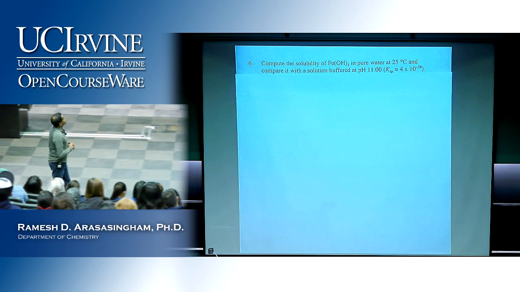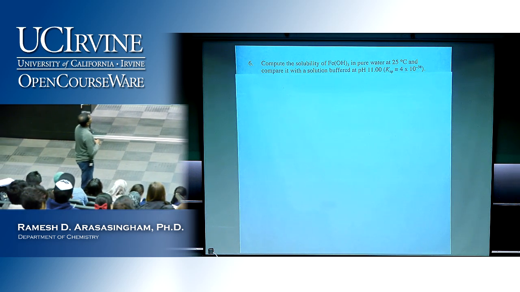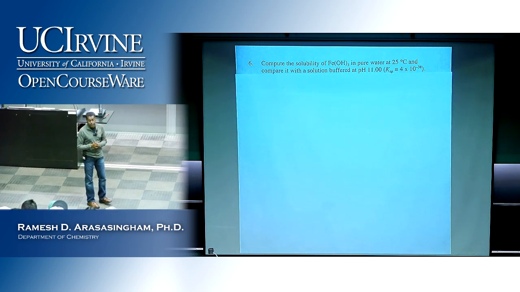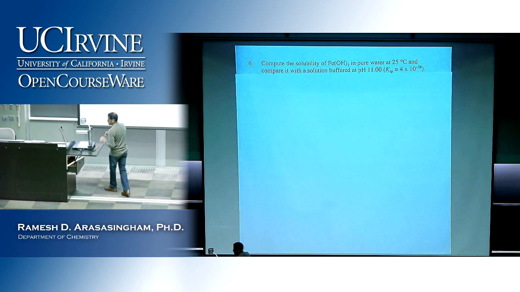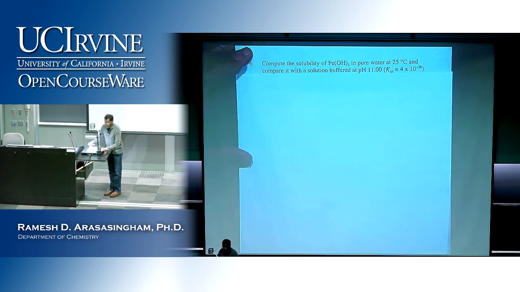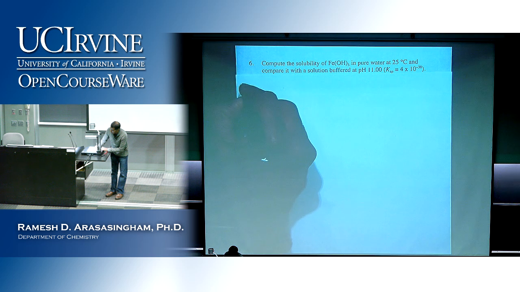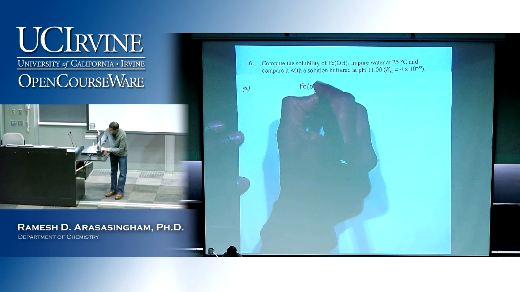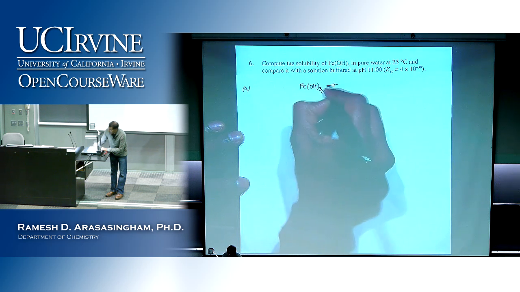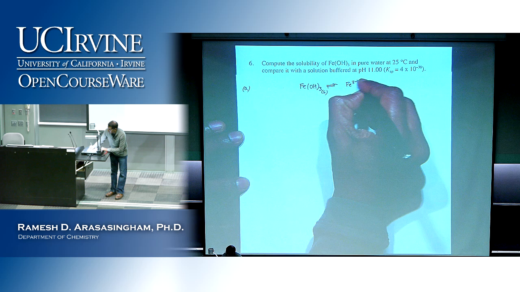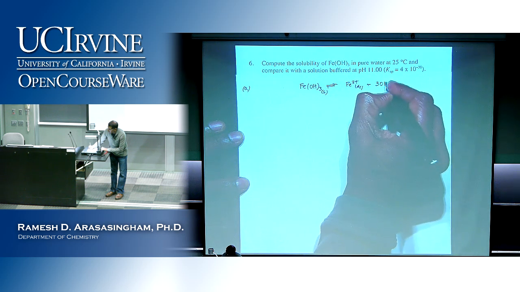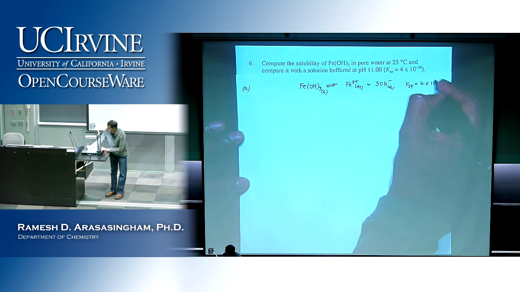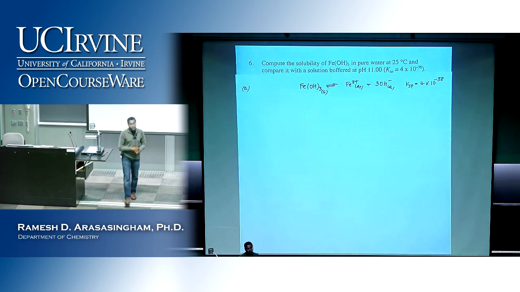We're looking at iron hydroxide. Compute the solubility of iron hydroxide in pure water and compare it with a solution buffered at pH 11. So we're going to first start off by writing the equilibrium expression. Let's start with part A in pure water. If you take iron hydroxide, the solid, the equilibrium that you will establish gives you Fe3+ aqueous plus 3 OH minus aqueous. And we know Ksp equals 4 times 10 to the negative 38.